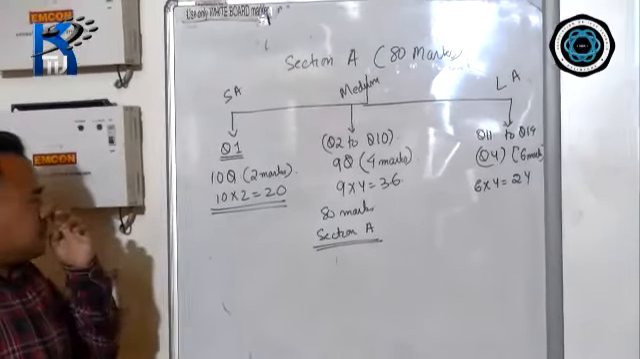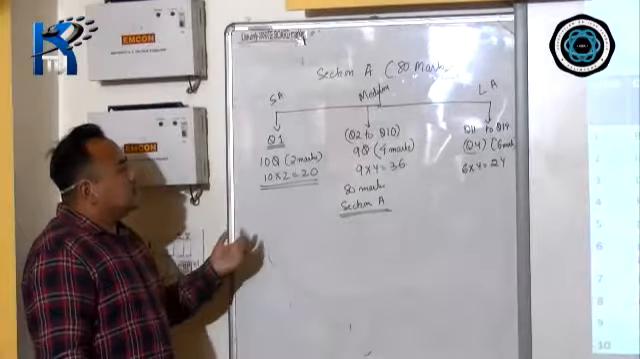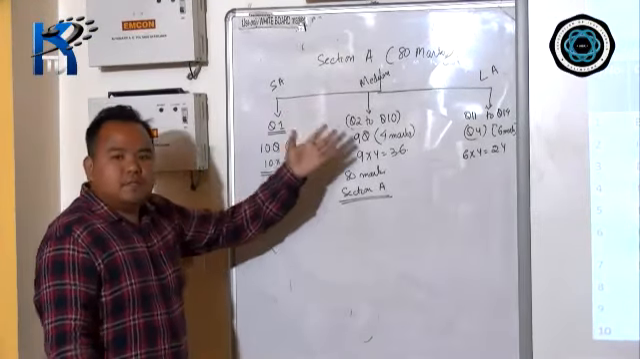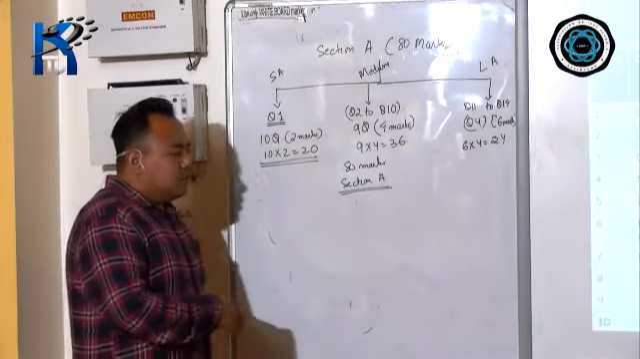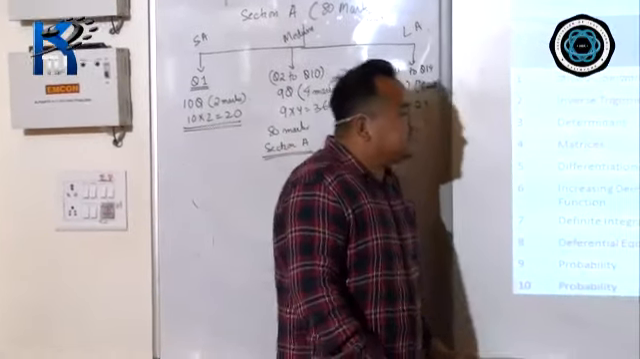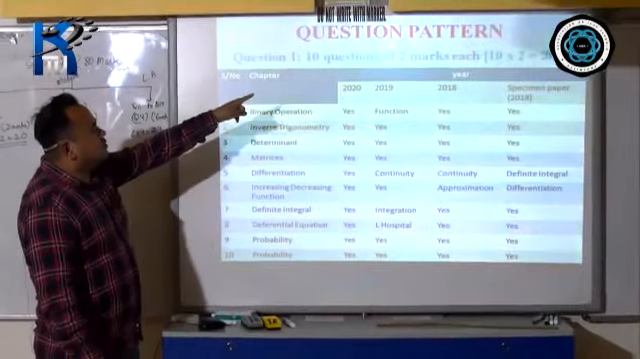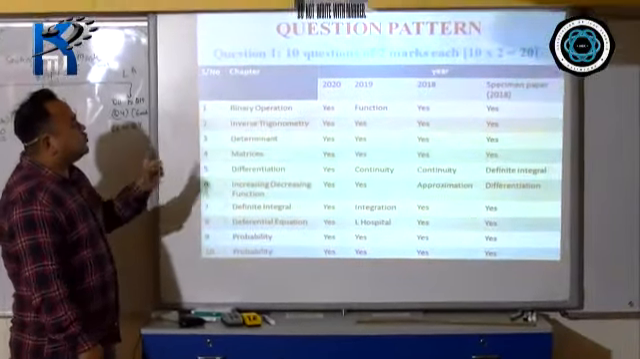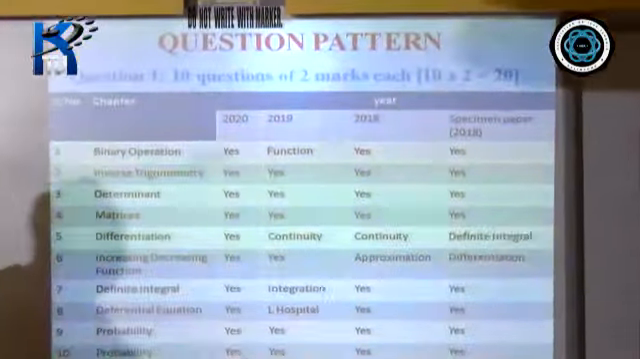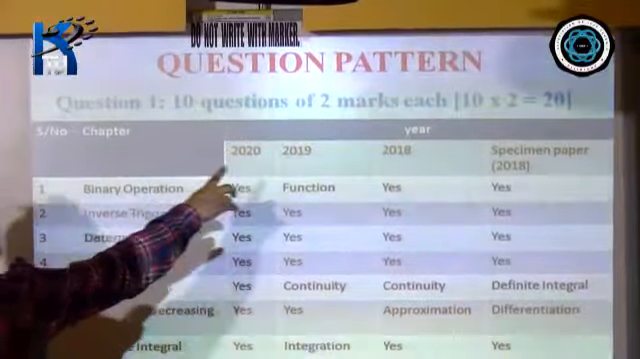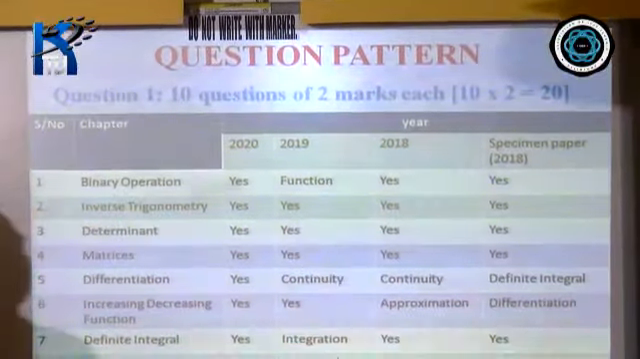Now, once you have understood the question pattern, let us discuss the chapters that you can expect from short answer, medium and long answer. As you can see the table, this is question number 1. You will get 10 questions of 2 marks each, 10 into 2. So, look at the table. These are the serial numbers, chapter and the year. That means in which year the question had come.